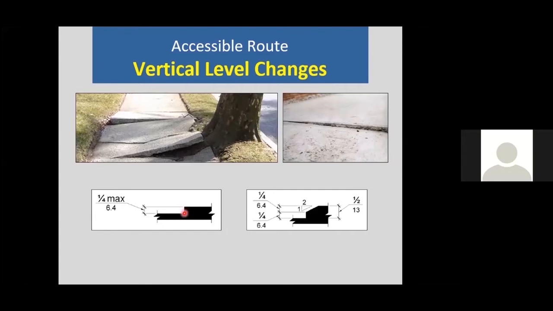A vertical change can only be 1/4 inch. If it's over 1/4 inch, then we're really looking at a 1/2 inch maximum where we can bevel at 1 to 2. Once the level change is over 1/2 inch, then we need to look at ramping slopes. So property maintenance is critical on these projects, especially over time where there can be settling or tree rooting. And this is our accessible route that is now highly deficient in these vertical level change restrictions.